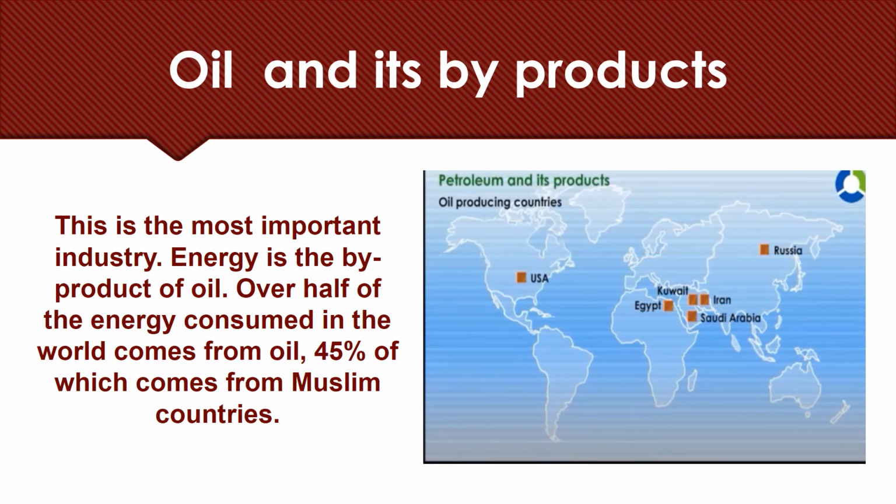This is the most important industry. Energy is the byproduct of oil. Over half of the energy consumed in the world comes from oil, 45% of which comes from Muslim countries. Oil is very important for the development of a country. Oil is a raw material for many chemical products, including pharmaceuticals, solvents, fertilizers, pesticides, and plastics.